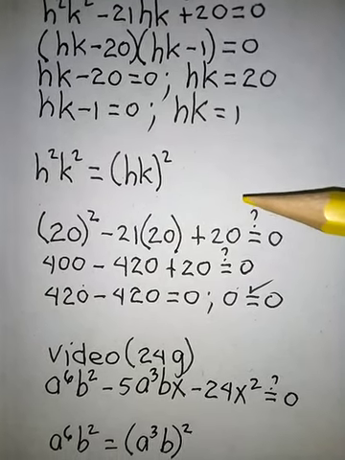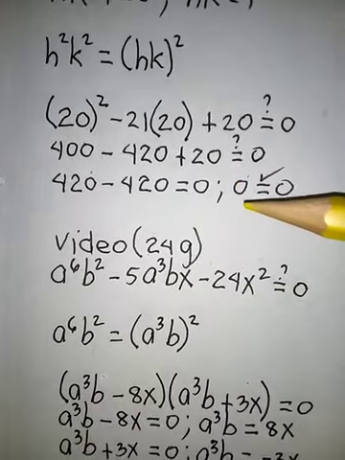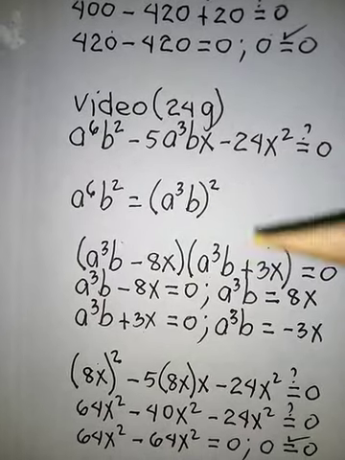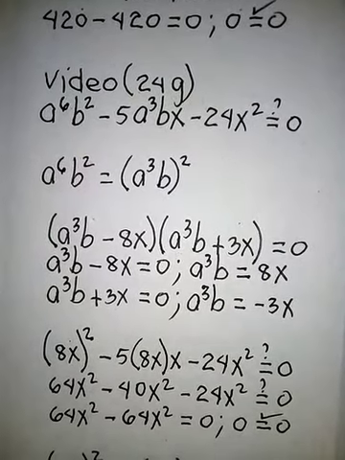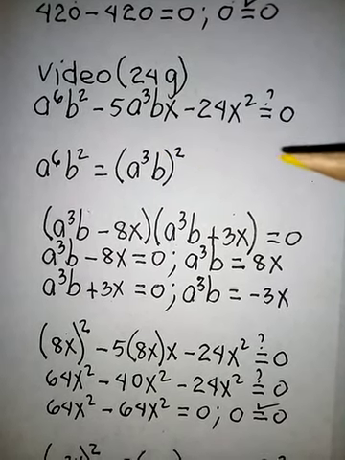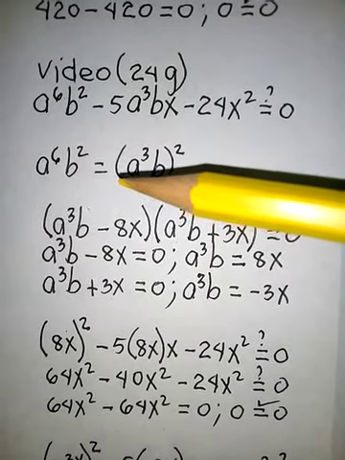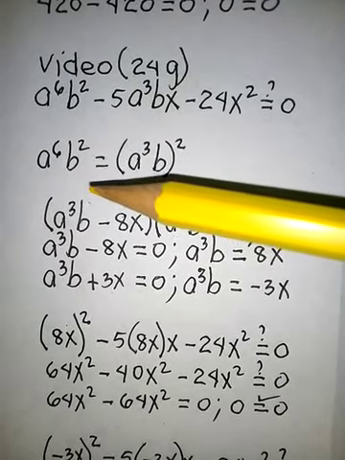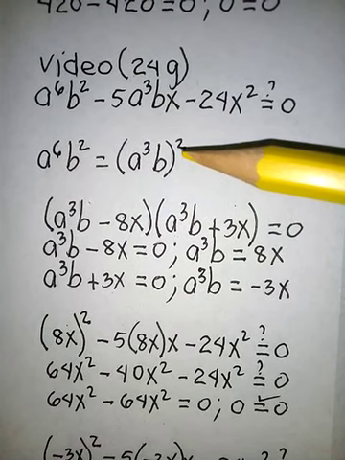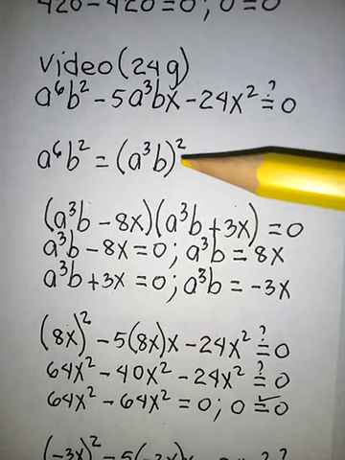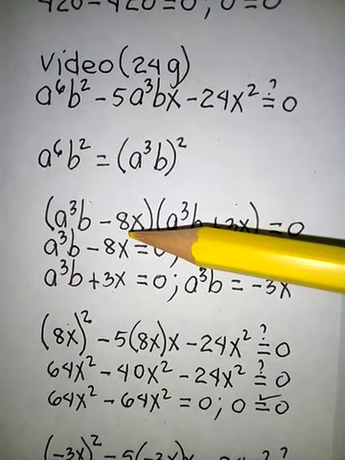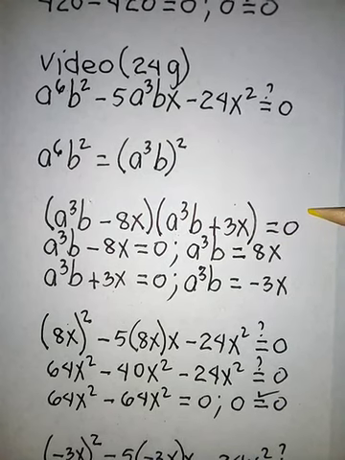Now, let's go to the last video, 24G. So, in video 24G, we have three variables, a, b, and x. So, we have the equation a to the 6 b squared minus 5a cubed bx minus 24x squared is equal to 0. So, we should also know that a to the 6 b squared can be written as a cubed b quantity squared, because they have the similar exponent of 2. So, the factors that we got are quantity a cubed b minus 8x and then quantity a cubed b plus 3x is equal to 0.